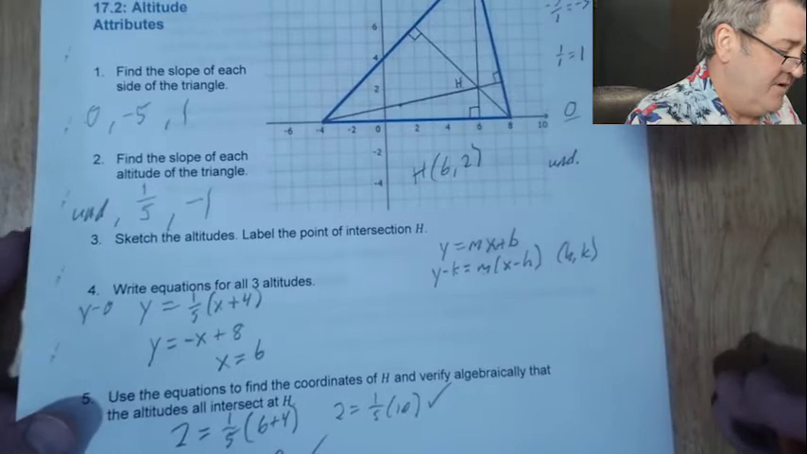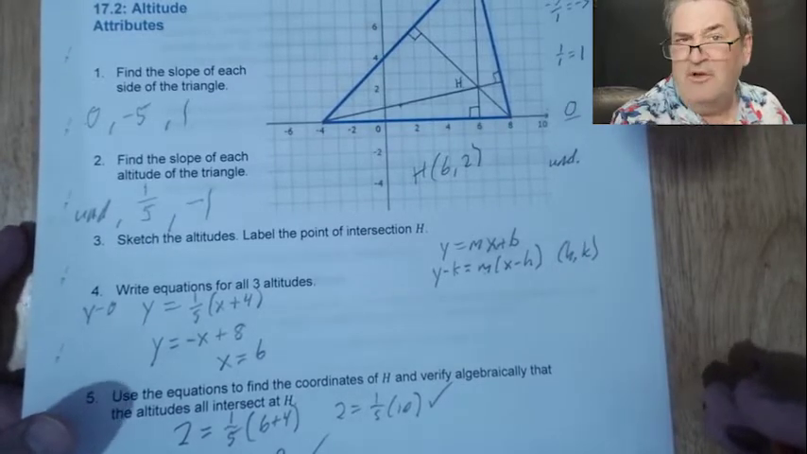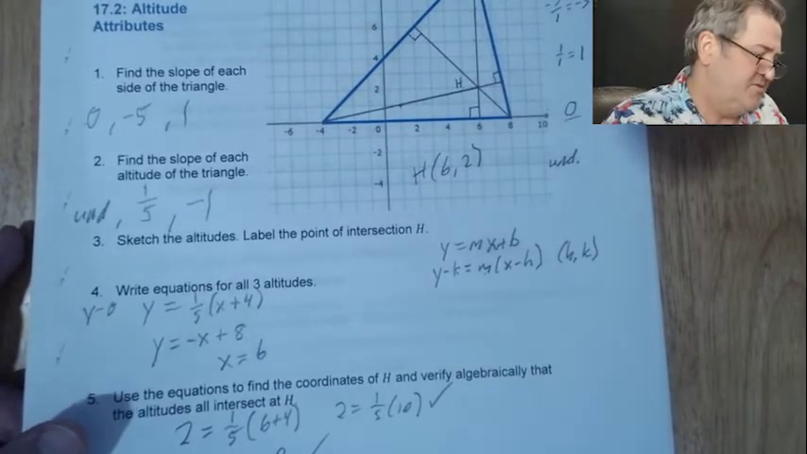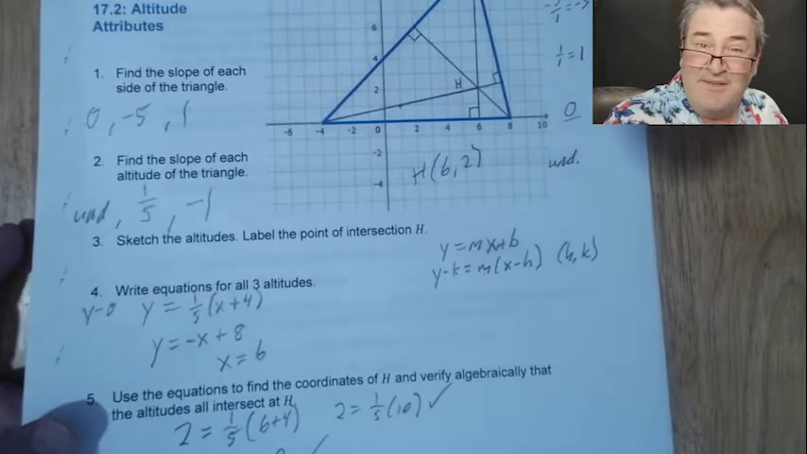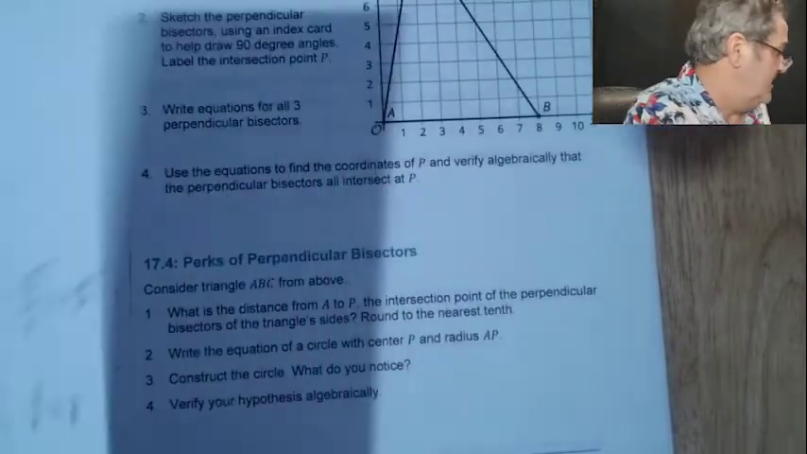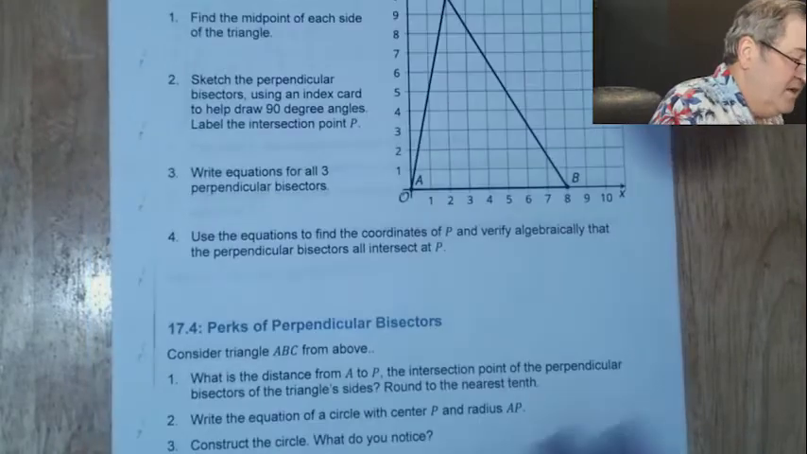That is how we find this. This is called the orthocenter. There's all kinds of names for these points, right? We had the centroid last time. This is the orthocenter. So we'll look at that.